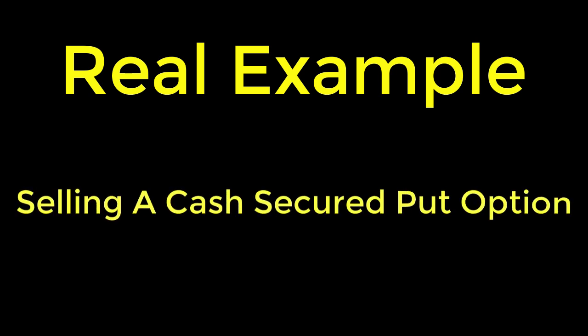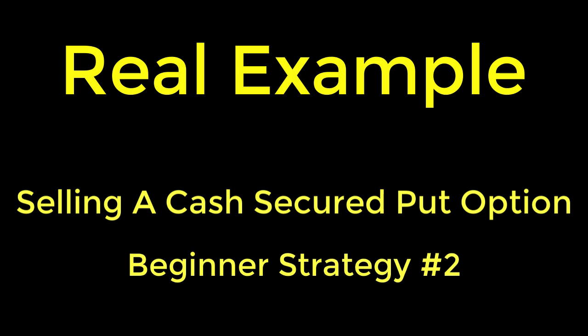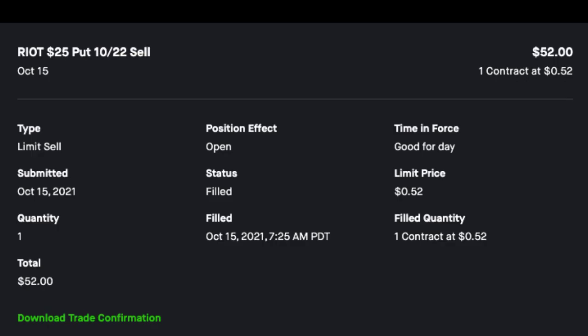Now let's take a look at a real example to help reinforce and illustrate how to make money using a cash secured put as the second option trading strategy for beginners. I opened up my account history, and now let's take a look at a transaction that I executed last month for selling a cash secured put. You can see that I'm selling a cash secured put for symbol RIOT with a $25 strike price and an expiration date of October 22nd, 2021.